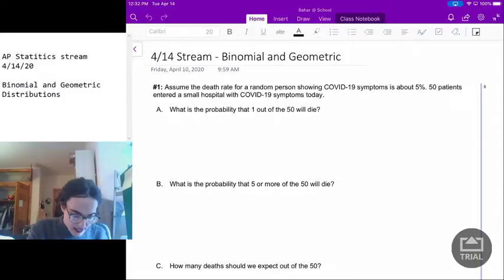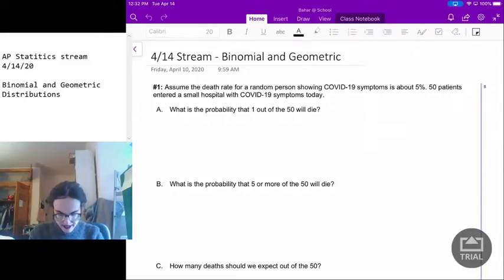So let's kind of remember, let's make another page here. All right, so remember binomial and geometric distributions. So what do these things talk about? Well, hopefully we remember from lesson, this is all in Lesson 6.3 in The Practice of Statistics.